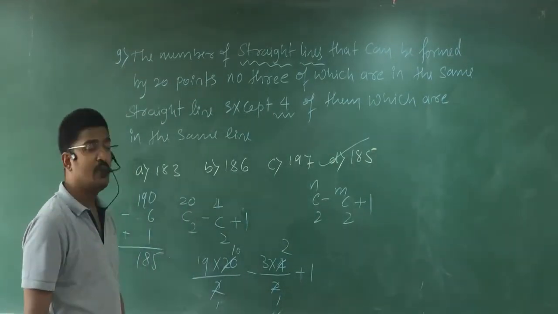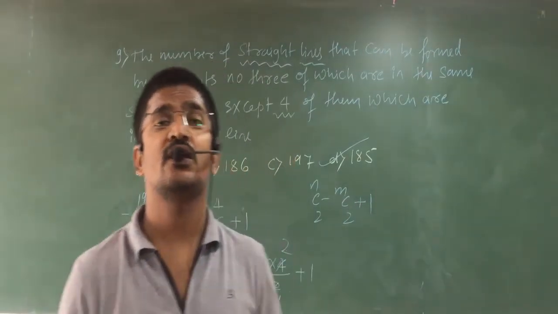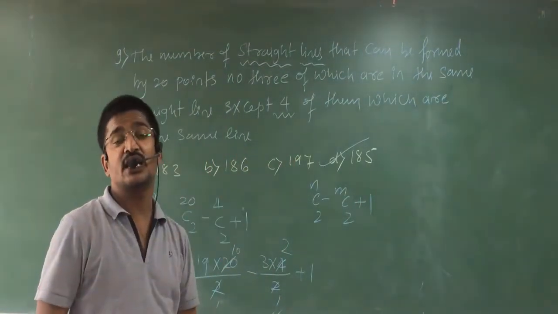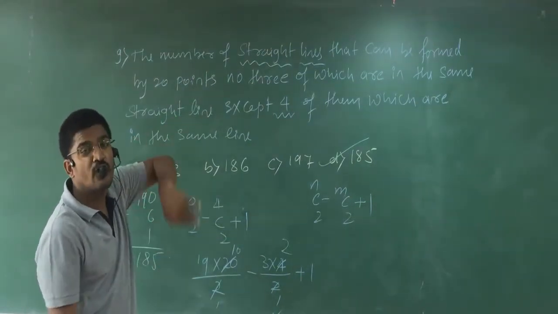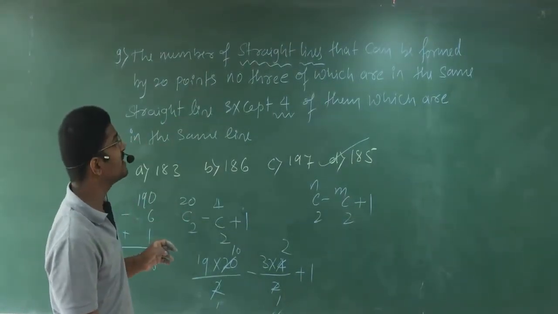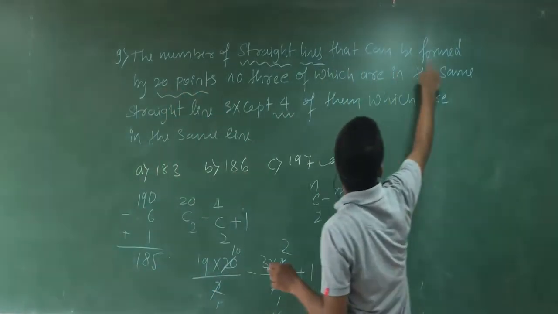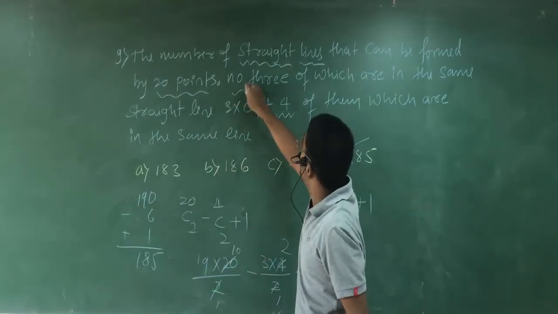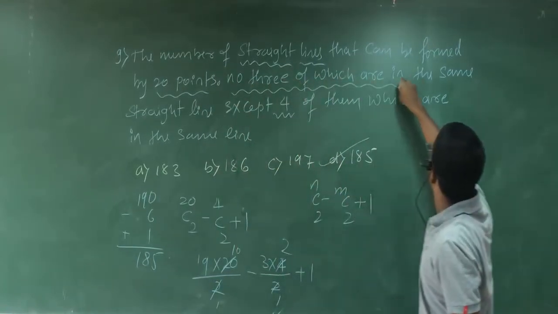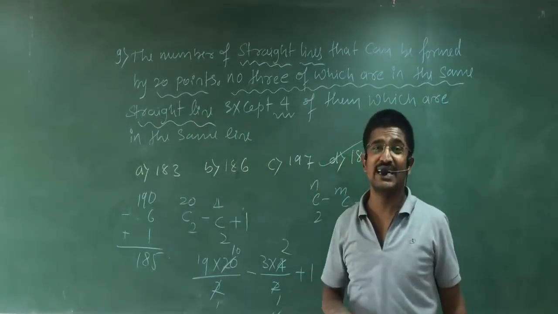Very simple problem. You have 20 points, out of which 4 points are collinear. If they give it directly, it is very simple, but they are twisting the problem. In the indirect form they are telling it. What is the indirect form here? See, lines can be formed from 20 points. No 3 of which are in the same straight line. This is the confusing line.